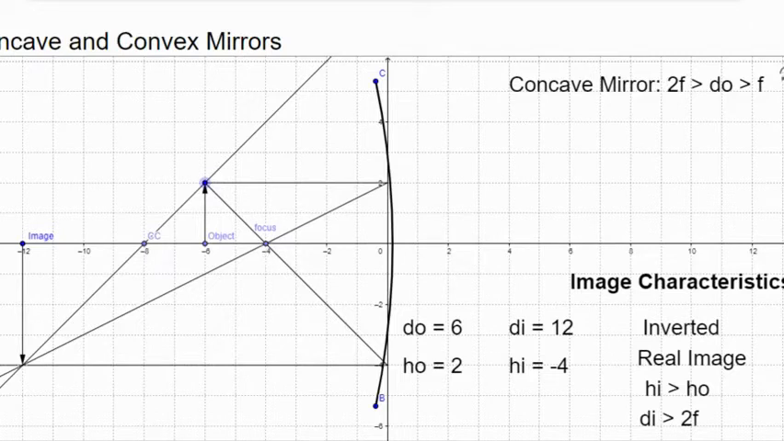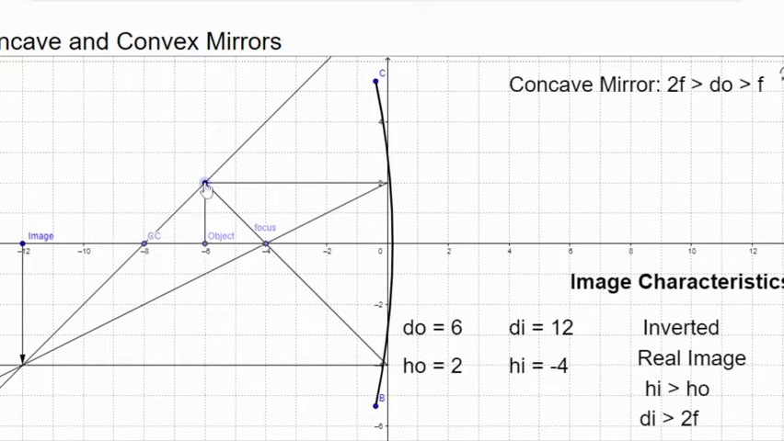Of course, right now I have the object at 6, so DO is 6. You can see that down here. And the focal length for this mirror has always been 4. So it's getting there, but it's not quite there. What I'll remind you that we saw last time is that once the object is between the center of curvature and the focus, the image is larger than the object. Of course, it's inverted. That's what that negative sign means. The image is larger than the object, and the image distance is greater than the object distance.